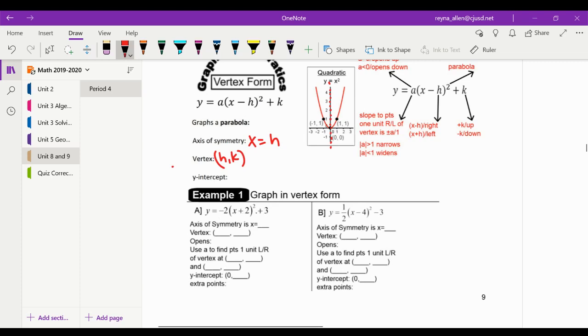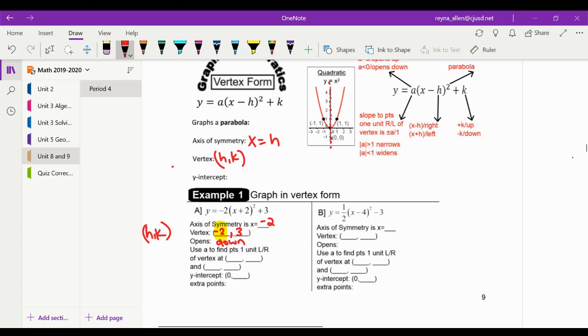Okay, so first I'm going to start with my vertex. My vertex is my H and my K. And then the vertex, we always do the opposite. So my H here is 2, but the opposite of 2 is -2. And then my K is 3. My axis of symmetry goes directly through my vertex, and it's my X point. So my first number is my X, and that is -2. This is going to open down because my first one, A, is negative. So we're going to say this opens down.